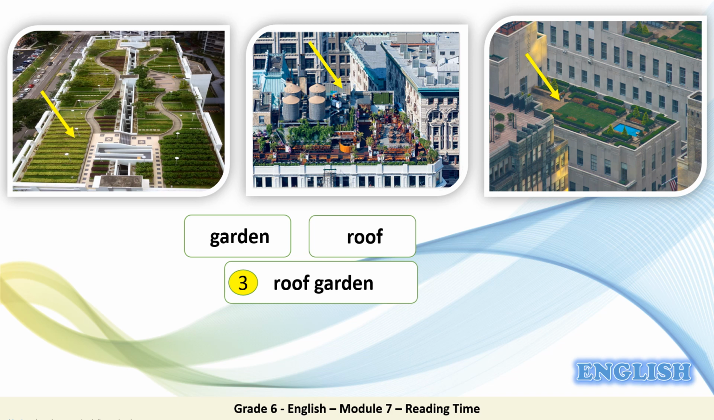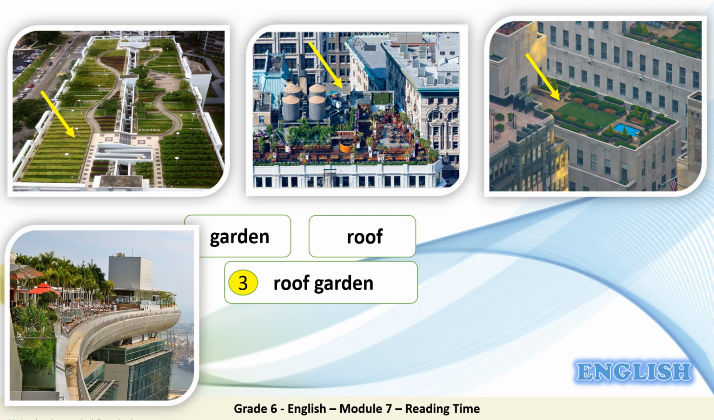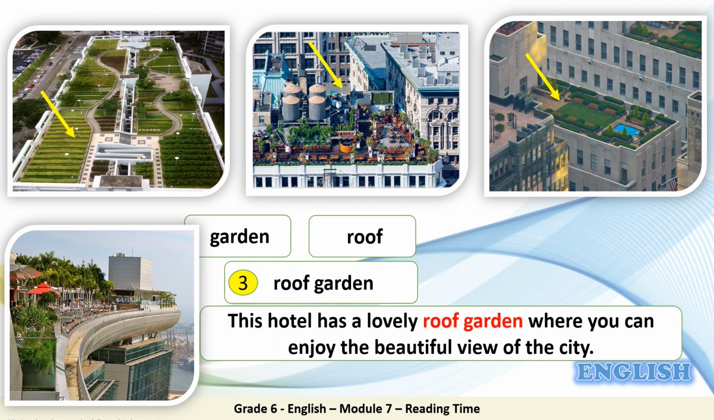Roof garden. Can we use it in a sentence? Look at this wonderful roof garden. Yes, this hotel has a lovely roof garden where you can enjoy the beautiful view of the city.